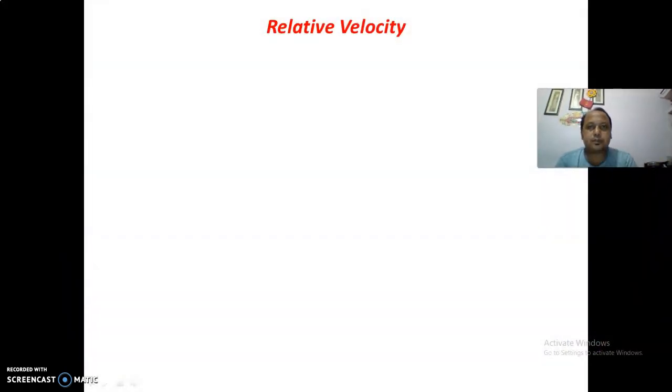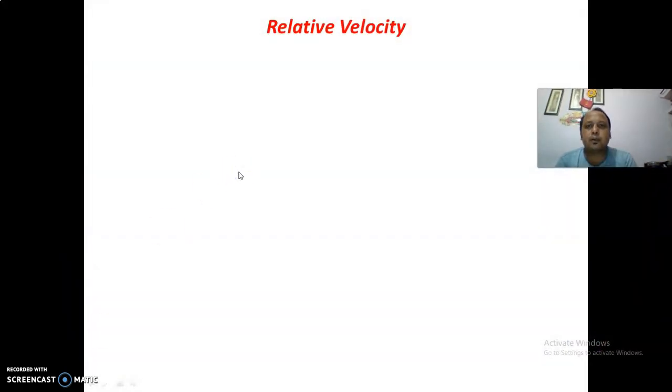So the same car moving in the same direction with 60 km per hour appears to be 20 km per hour, and the same car moving with 60 km per hour from the opposite direction appears to be 100 km per hour. That is called relative velocity. We are measuring the velocity of a moving body with respect to another moving body. Okay, so that you need to understand. We are going to discuss that only.